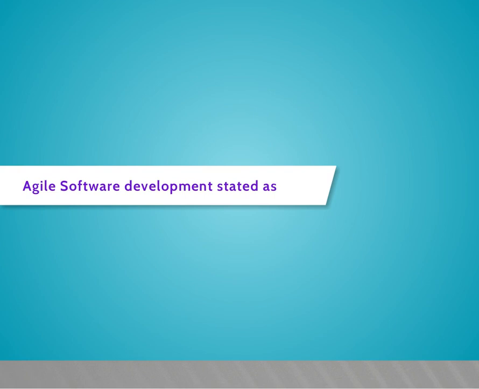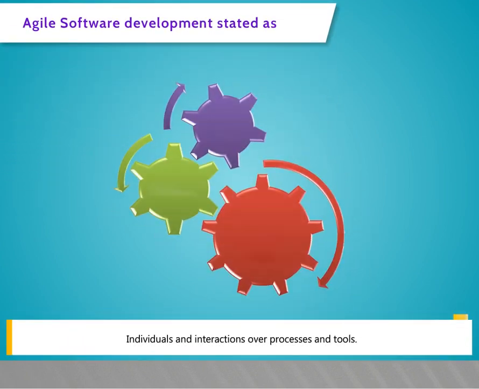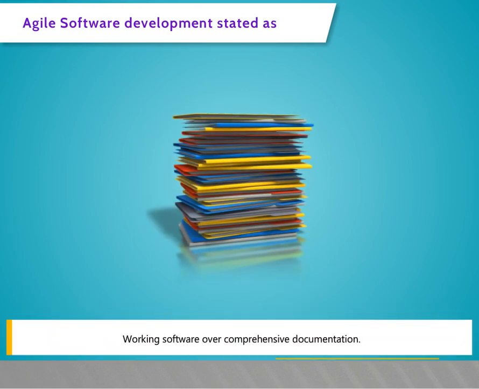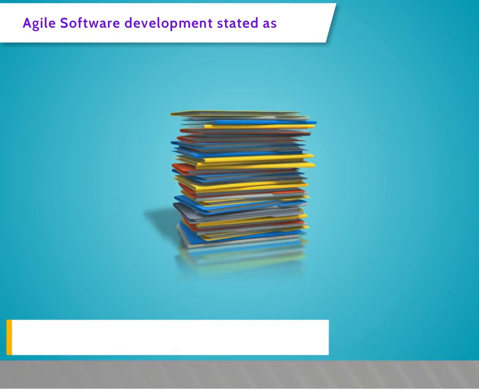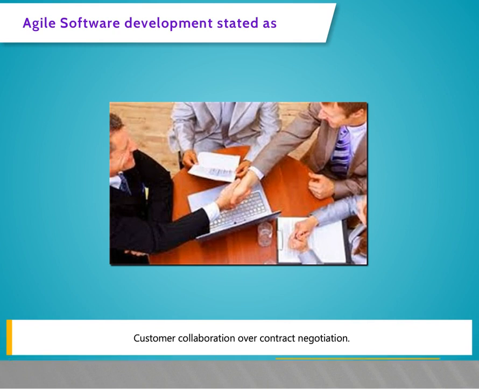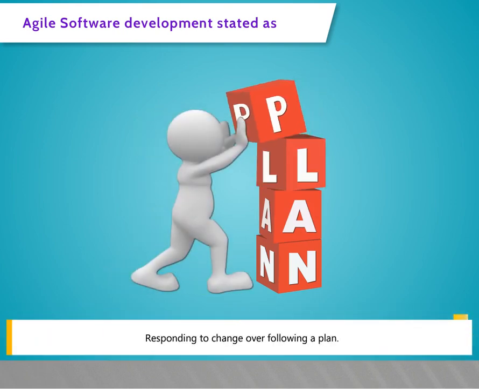Agile software development stated as: individuals and interactions over processes and tools. Working software over comprehensive documentation. Customer collaboration over contract negotiation. Responding to change over following a plan.